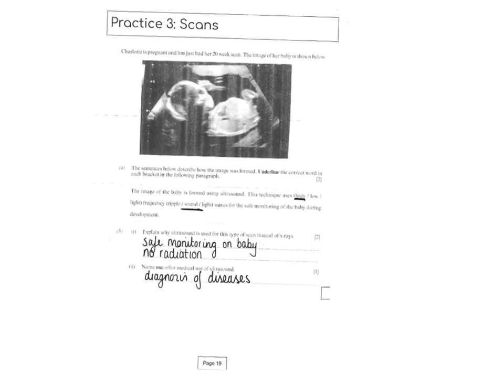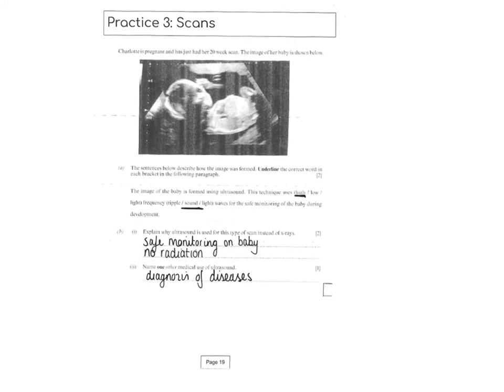Next question. Charlotte is pregnant, just had her 20-week scan. The image of her baby is shown below. The sentences below describe how the image is formed and underline the correct word in each bracket in the following paragraph. The image of the baby is formed using ultrasound. This technique uses high-frequency sound waves for the safe monitoring of the baby during development. Explain why ultrasound is used for this type of scan instead of x-rays. Because it's safe on the baby, because there's no radiation emitted. Name one other medical use of ultrasounds. They can diagnose diseases, not just look at the development of a baby or a fetus.